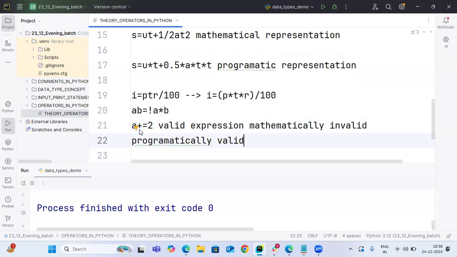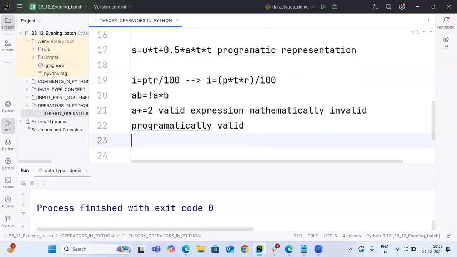Can you tell me the expansion of A plus is equal to 2? You tell me, how can you expand this? There is an expansion, right? Can anyone tell me from online? Prashant, Gautam, Nitish and Venu, how do you expand this A plus is equal to 2? It is a programmatic way. How can you say that in a mathematical way? A is equal to A plus 2 is going to be the mathematical way. This is the same.